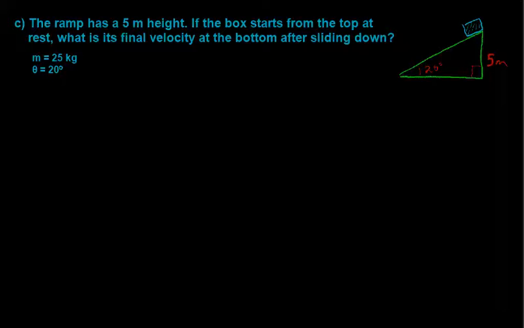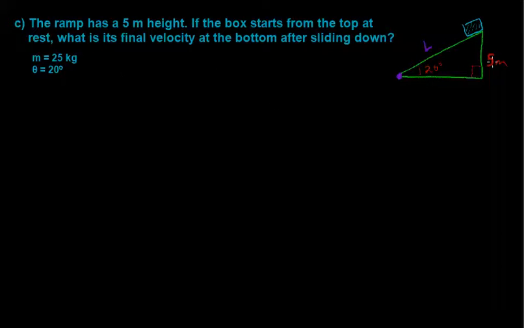So we moved on to part C of our ramp problem, and part C tells us that our ramp now has a 5-meter height, and the box starting from the top of the ramp slides down the ramp. What we want to know is its final velocity at the bottom of the ramp. So the very first thing we're going to do is find the length of this ramp, because we know the height and we have the angle of the ramp. So we want to find this distance that our box is going to travel.